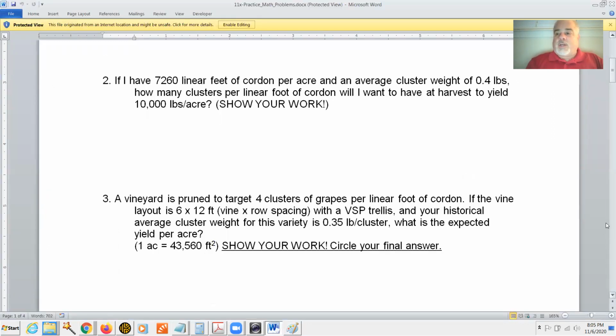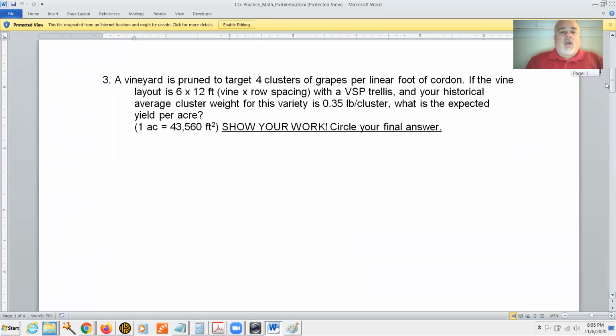Let's look at the third one. A vineyard is pruned to target 4 clusters of grapes per linear foot of cordon. If the vine layout is 6 by 12, the vine spacing by row spacing, with a VSP trellis, is that single or double? Single. Single cordon. And your historical average cluster weight for this variety is 0.35 pounds per cluster. What is your expected yield? Assuming you're not doing any more cluster thinning or anything else to adjust this, with just this information, what is your yield going to be?